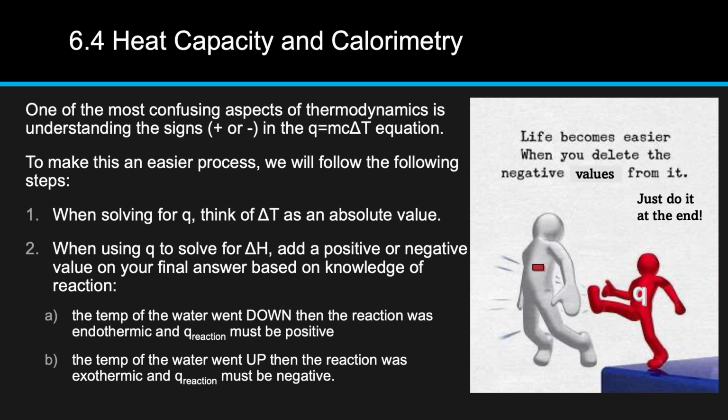In years past, I have had students get confused on the positive and negative sign in calculating Q. If you would rather, when calculating Q, you can just forget positives and negatives, solve for Q, and then at the end, just think: if I went down in temperature, that means the reaction is endothermic, or energy was put into the system, which means Q has to be positive. If the temperature of the water went up, then the reaction was exothermic because energy was released, and Q must be negative. So you can do it that way, or you can just make sure you calculate delta T correctly, which is final minus initial, and then you'll get the correct answer as well.